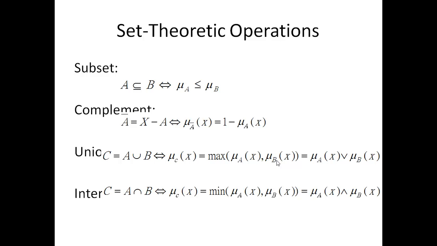And we'll go to union. If C is equal to A union B, which implies and is implied by mu C of X is equal to the maximum of mu A of X and mu B of X, which you can symbolically write as mu A of X union mu B of X. Intersection is defined as: if C is equal to A intersection B, which implies and is implied by mu C of X, you can find the minimum of mu A of X and mu B of X, for X belonging to the universe of discourse, X is equal to mu A of X intersection mu B of X.